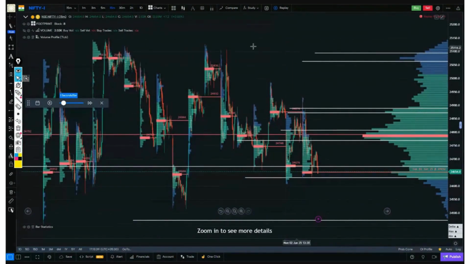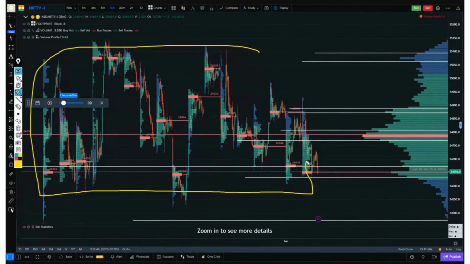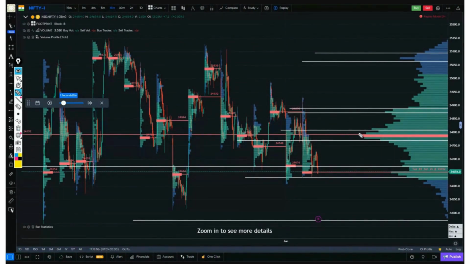Now, if we look at the entire consolidation, Nifty has been stuck within this range for quite a few days. If we look at the confirmation of the volume profile for this entire zone, then the same VTOC zone is also present here. The value area high from yesterday is exactly where the VTOC zone has formed for several sessions.